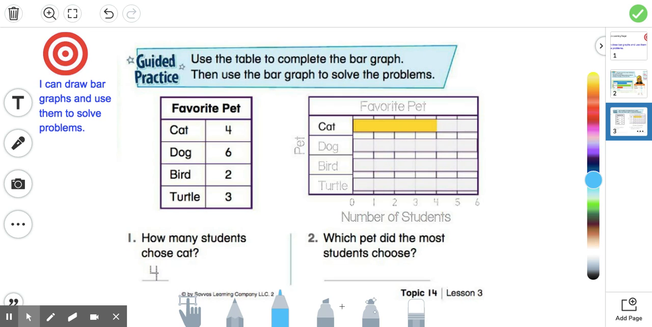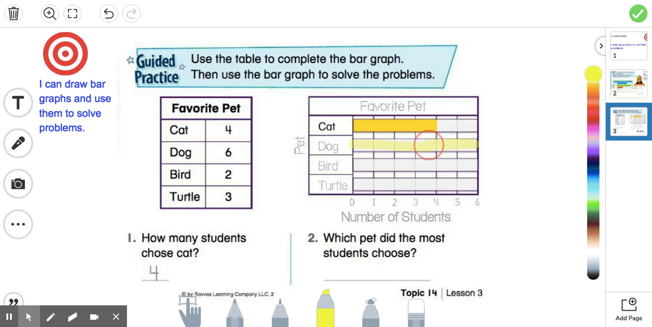All right, so the first thing I'm going to do is I'm going to use this highlighter tool to fill in the graph. The cat is already done for me. I know there's 4 cats, 1, 2, 3, 4, so I don't have to worry about the cats, but I'm going to look at the dog. There are 6 dogs. I'm going to use my highlighting tool. 1, 2, 3, 4, 5, 6.